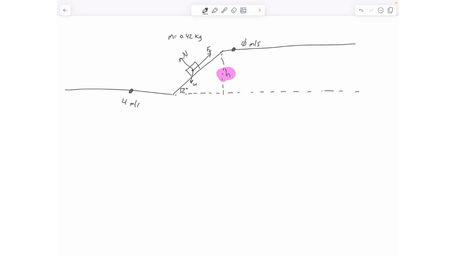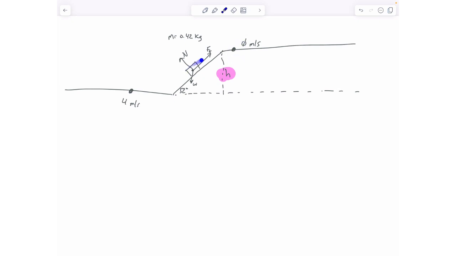Okay, so in this problem, what we have is a box or a block up here on this hill. So we have a hill, right? This is flat, and then it goes down, and then it's flat again. The height of this hill is h. We don't know what it is, and that's actually what we're supposed to find.